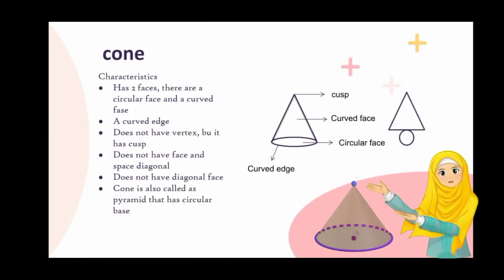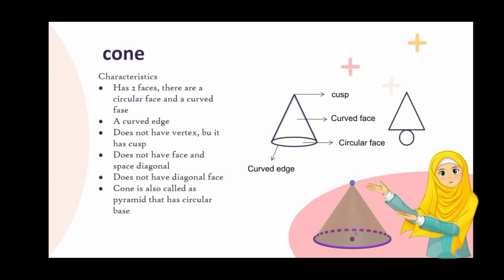The next three-dimensional object is cone. There are cusps, curved face, circular face, and curved edge. The second picture is the net of the cone.